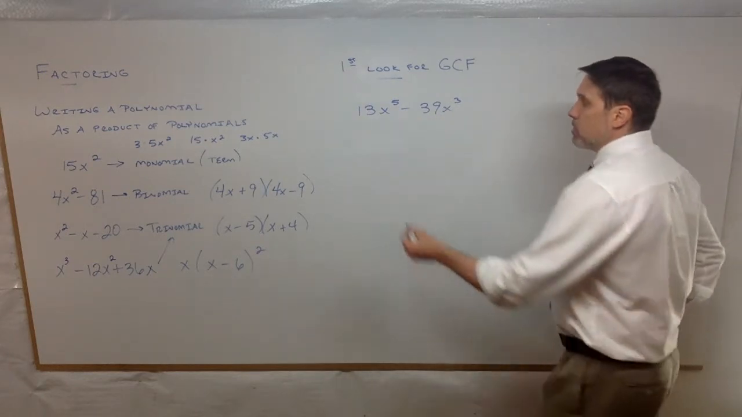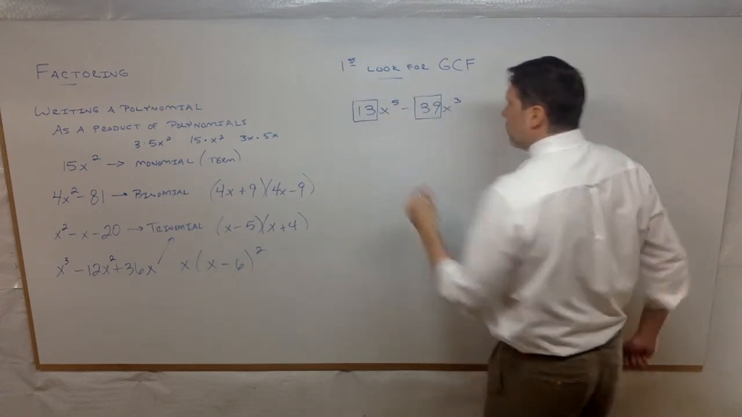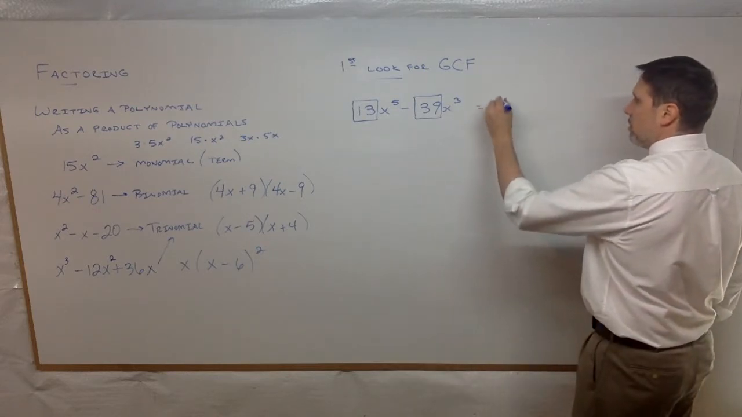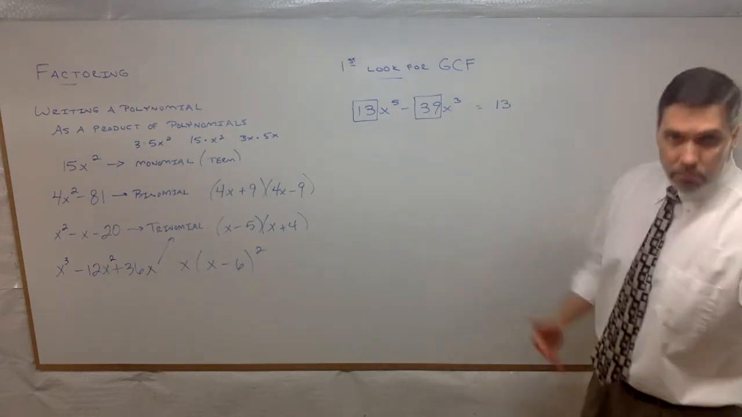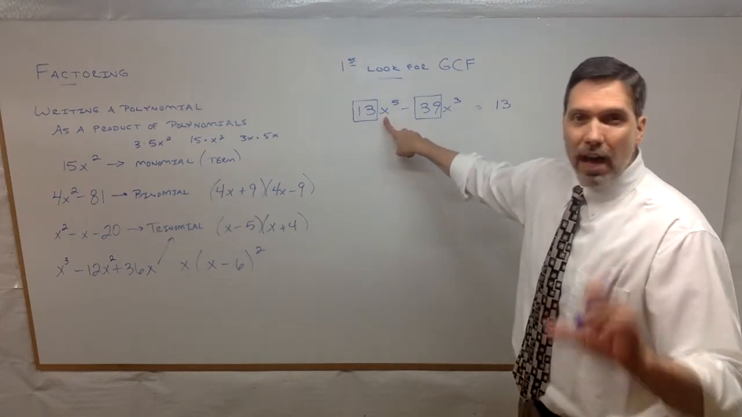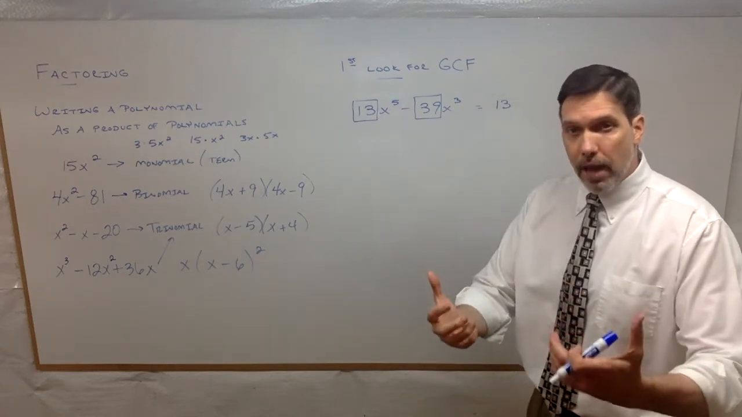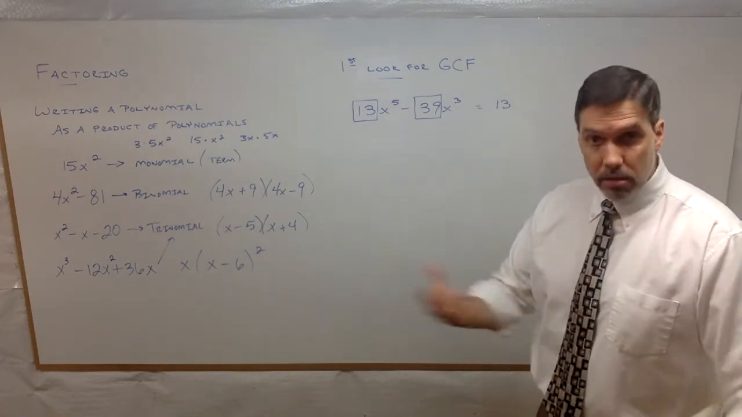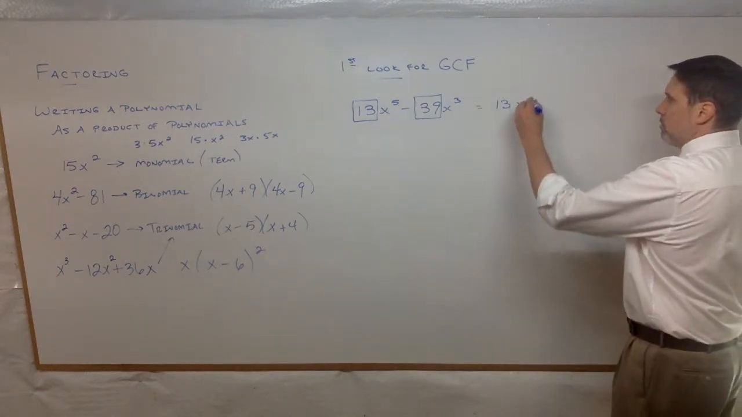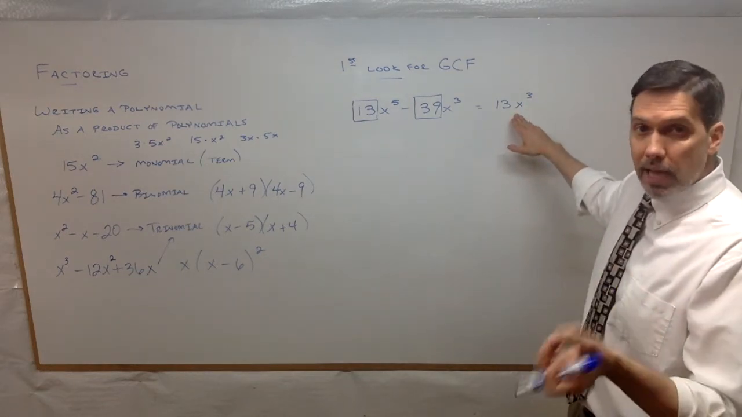Right? Well, I always start with the numbers, 13 and 39. What's the largest number that divides into both 13 and 39? The answer would be 13 itself. Right? Now, keep going. What about the x's? This has 5 factors of x. This has 3 factors of x. What's the most amount of factors that are in common to 5 and 3? The answer would be 3 factors. So 13x cubed would be my greatest common factor.